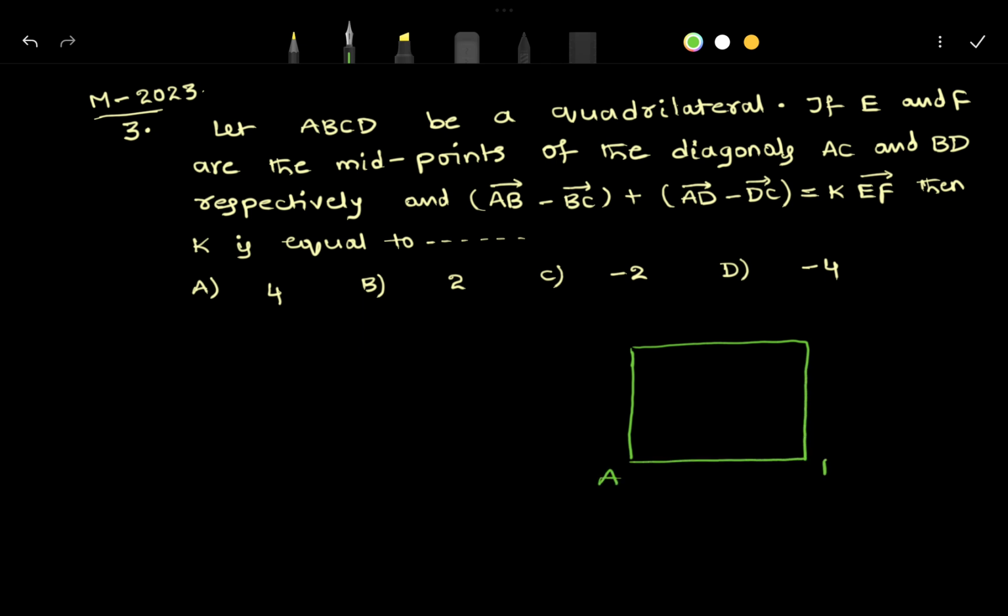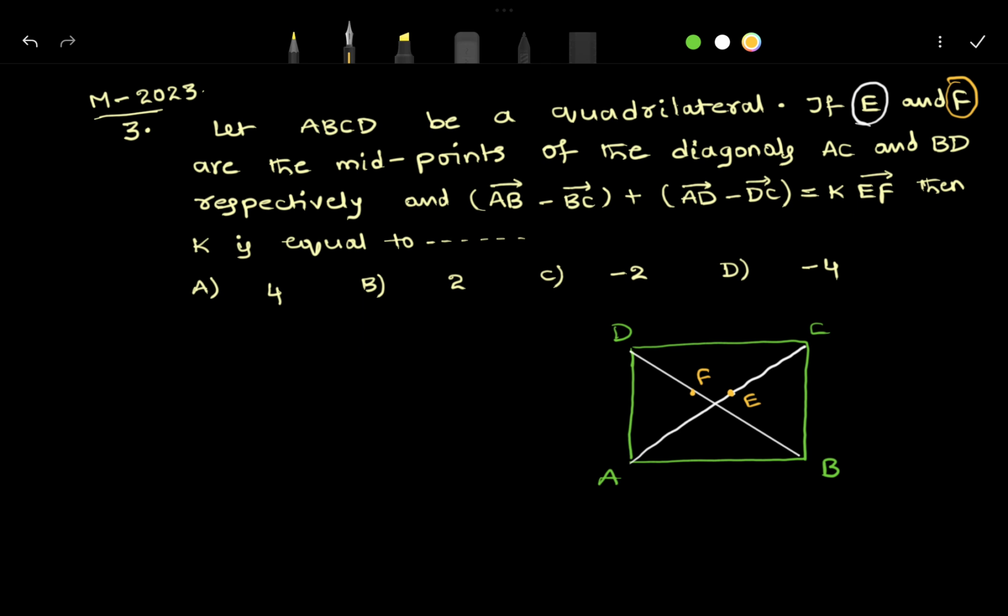This is A, this is B, this is C, and this one is D. Here AC and BD are the diagonals: AC is one diagonal and BD is the other diagonal. Now very clearly, E is the midpoint of AC and F is the midpoint of BD.